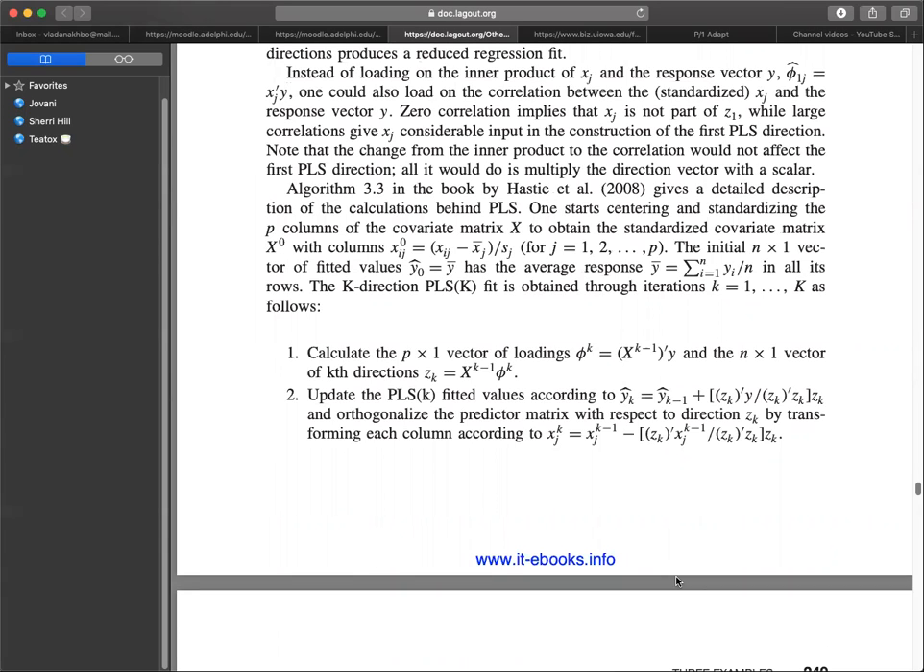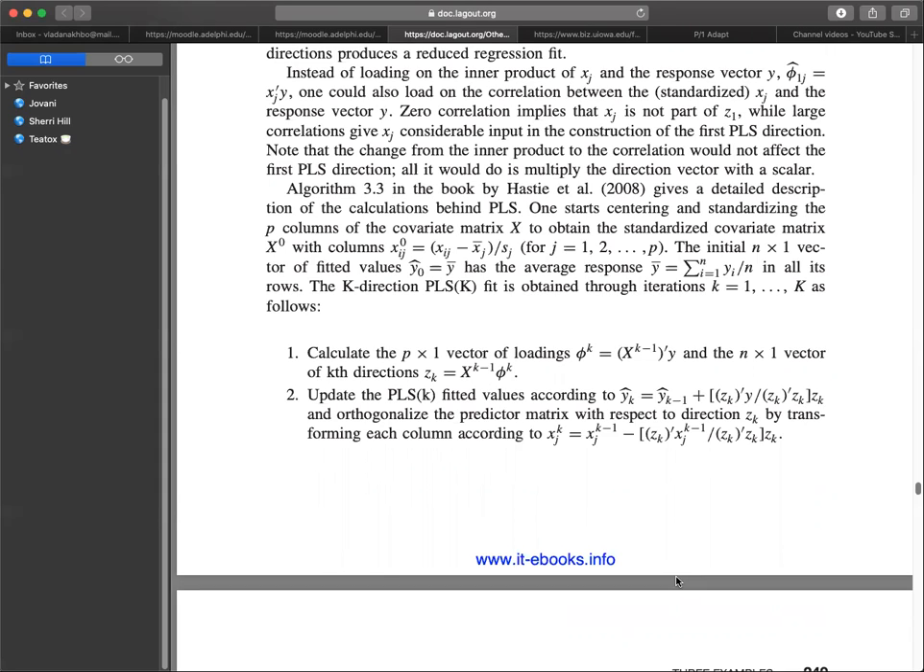We continue this process until k less than or equal to p directions have been obtained. The regression of the response Y on the first k PLS directions describes the PLS fit. If we construct all k equals p directions, assuming that this is actually possible and that the number of regressors p is less than or equal to n, we get the usual least squares fit. Using k less than p directions produces a reduced regression fit.